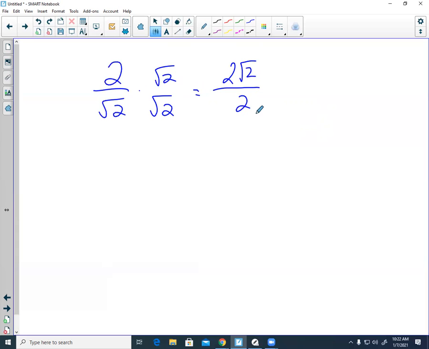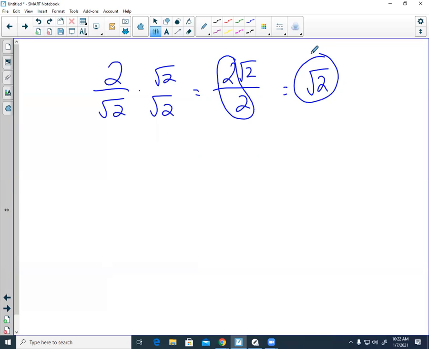So when you do this, you should actually simplify because this is all multiplication. I can take 2 over 2, and I know that 2 over 2 is the same thing as 1. So this would actually just simplify down to the square root of 2.